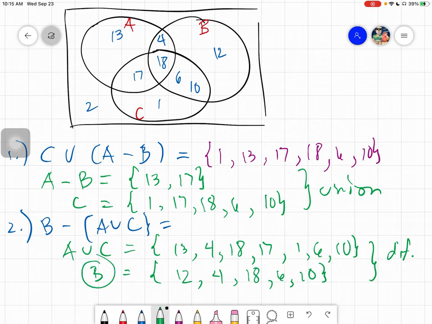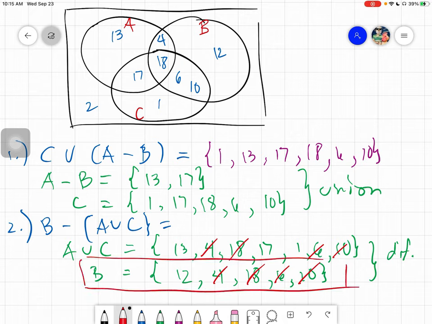Obviously, B comes first, so this is the one we will reduce, removing the elements of A union C. We check the elements of A union C, and then we check the elements of B. Which elements of B are in A union C? We remove all of those. So we have 4; we remove 4 because it's already here. We also remove 18, we remove 6, and then we remove 10. Since the other elements do not exist in the other set, we leave them. But again, what we take is only what came first, since that is what was reduced. So the answer is simply 12.